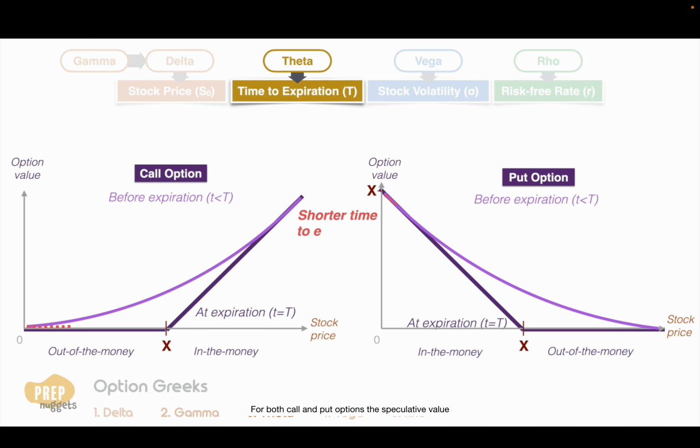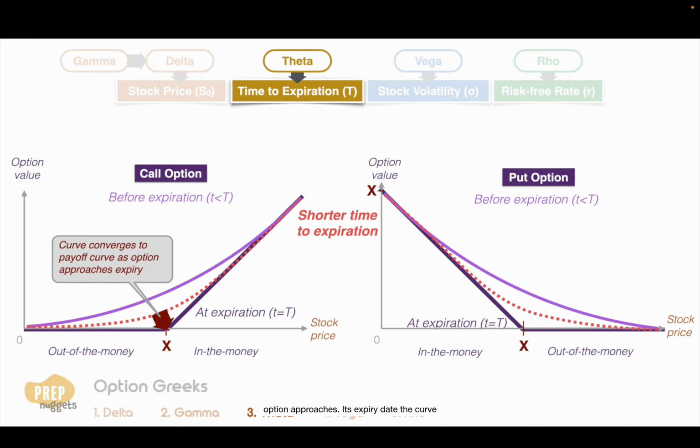For both call and put options, the speculative value decreases with the time to expiration. As an option approaches its expiry date, the curve converges to the payoff curve at expiration. It's not hard to see why. The shorter the time to expiry for a European option, the lower the chance for the stock price deviating significantly from its current price. Thus, its speculative value declines until it is zero at expiration.